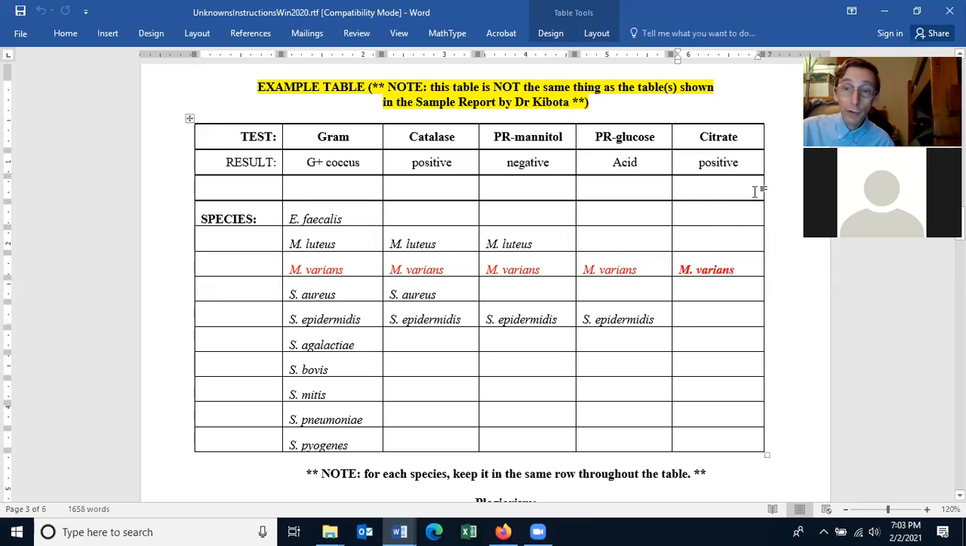Okay. You could do one more test, which is a confirmation test that your unknown is Micrococcus varians. I will allow you to do one confirmation test after you think you've identified your unknown. Okay? Any question about any of that?